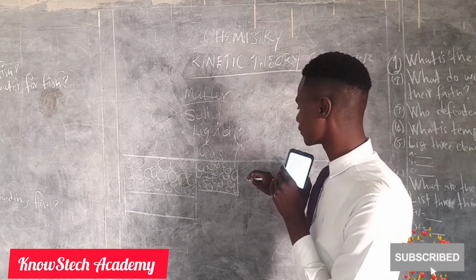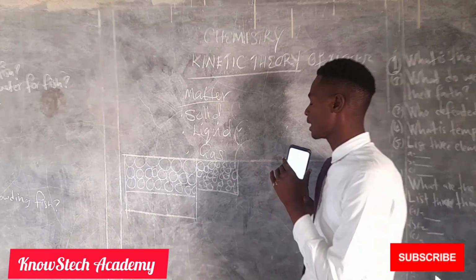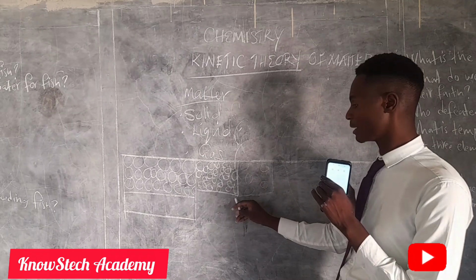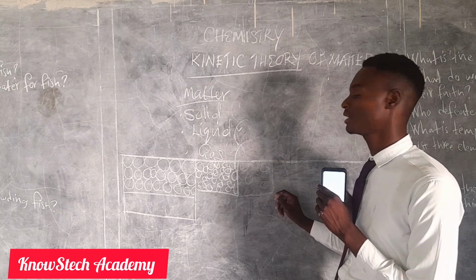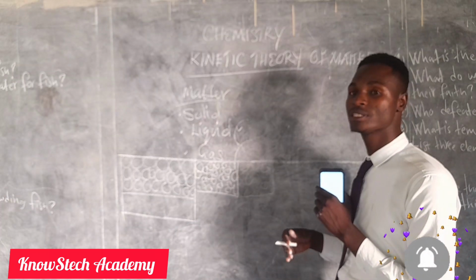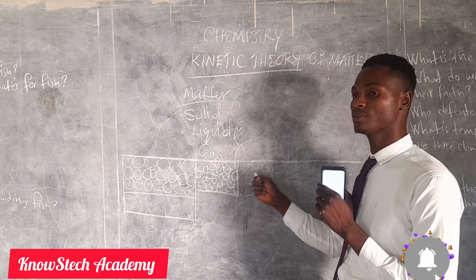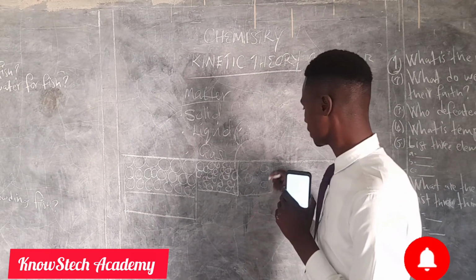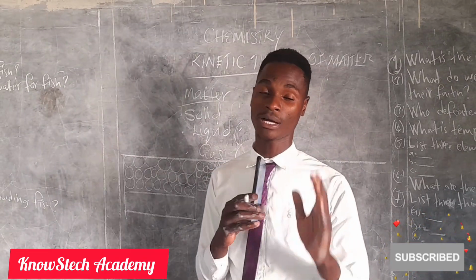In terms of arrangement of particles, the particles are further apart. So there is a very weak electrostatic force of attraction here, because particles are further apart. In terms of movement, they move at higher speed because there is space here. They don't even slide over each other. So these are properties of solid, liquid, and gas, the states of matter.